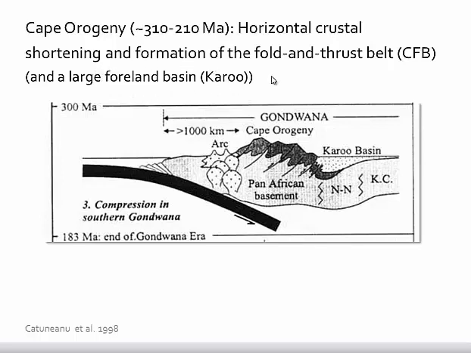And the Karoo currently is interpreted as a large foreland basin forming in that time due to the piling up, due to the thrusting and folding of the Cape Supergroup, forming the Cape Orogen. So there is a strong genetic linkage between the Cape Orogeny and the formation of the Karoo basin.